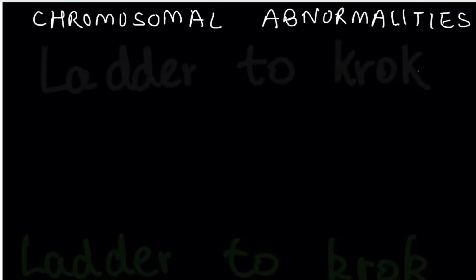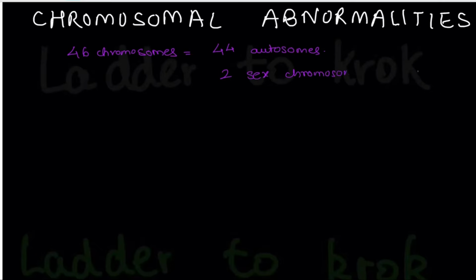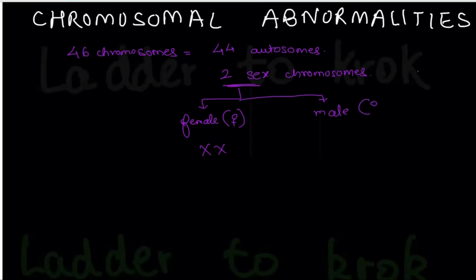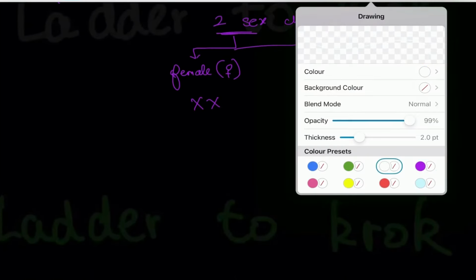Many times in the previous videos, I have told you that we have 46 chromosomes, right? Let's split these 46 chromosomes into 44 autosomes and 2 sex chromosomes. These 2 sex chromosomes, if it is a female, then she will have XX, and if it is a male, then male have XY. So this is the difference between the male and the female sex chromosomes. Let's know what is the Barr body now.